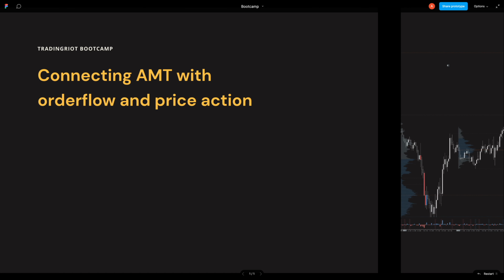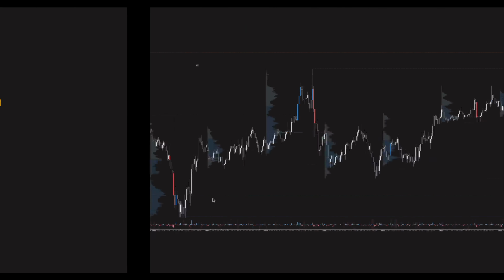So we covered price action, we covered order flow, we covered auction market theory. Now we will go through some examples where we are going to connect all these things together, and after that we will go in depth on each trading setup and how to execute it, how to manage it, and so on and so forth.